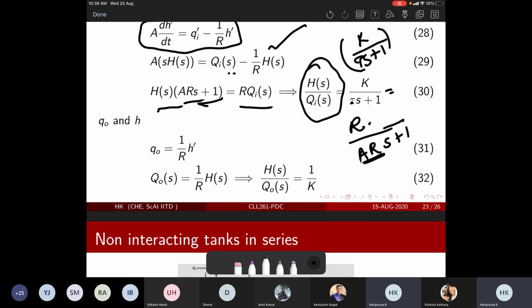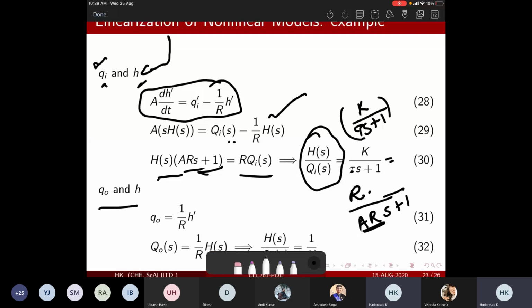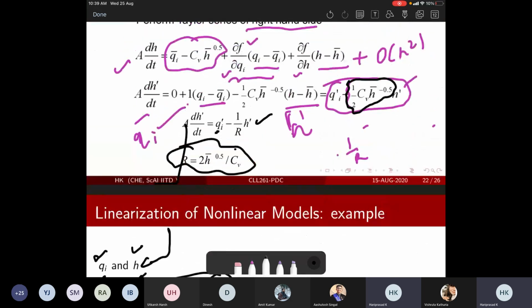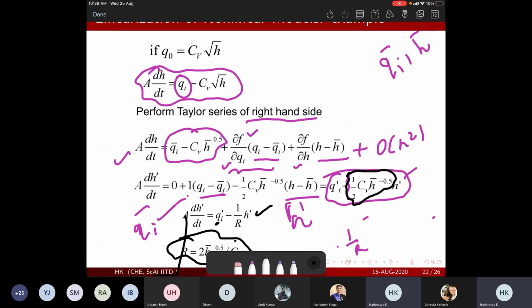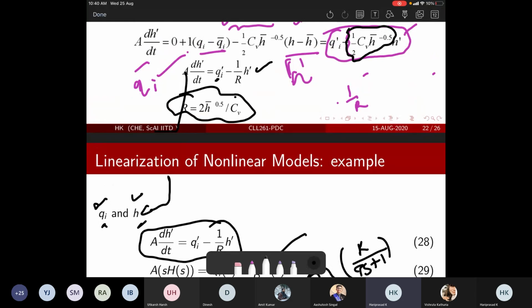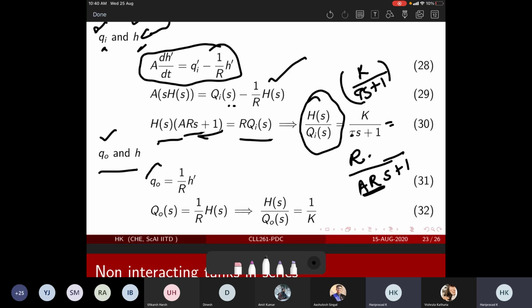Now let's try to draw the relationship between inlet flow and the height, and now the outlet flow and height. What is the relationship between outlet flow and height? It would be as simple as this: this term stands for your outlet flow. So Q naught is equal to 1 by R times H prime. I'll take that over here. Q naught is equal to 1 by R times H prime.